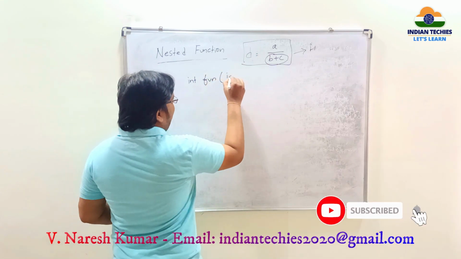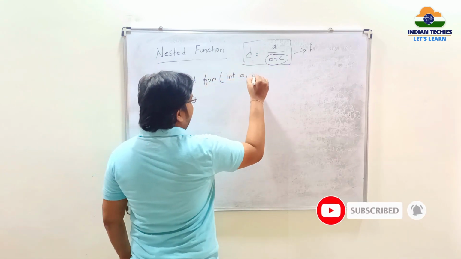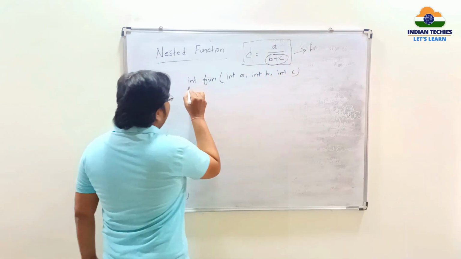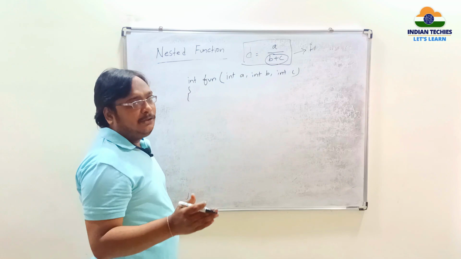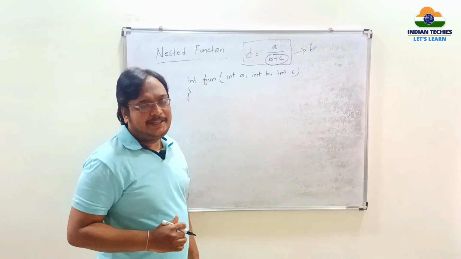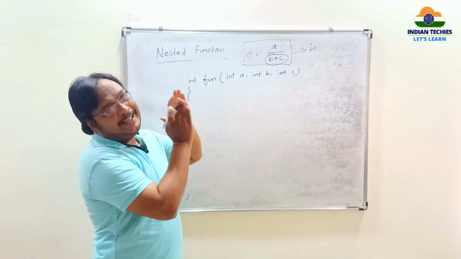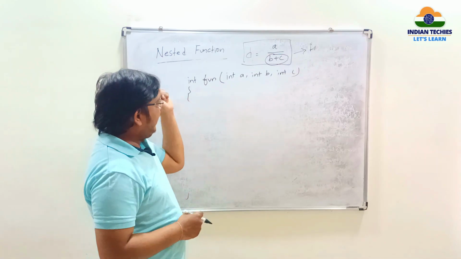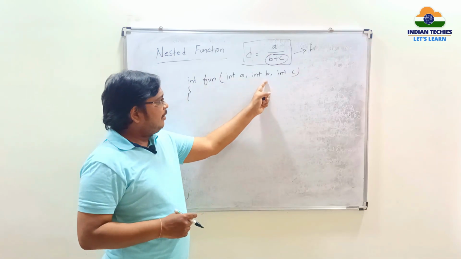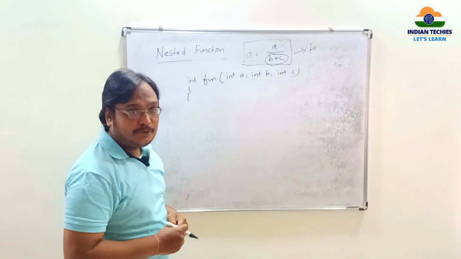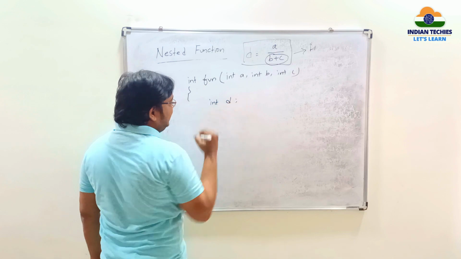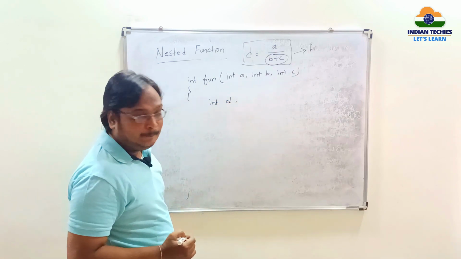Here also, to avoid confusion, I am declaring the same variable names: int a, int b and int c. But since this a, b, c does not collide with the a, b, c in the main, because that is local in that function and this is local in this function, right? Now the a value comes and stores here, b value comes and stores here, c value comes and stores here. For the purpose of the result, here I am taking one more variable, d.